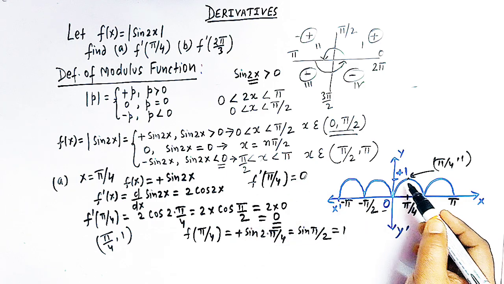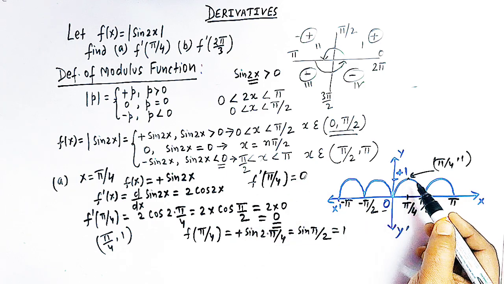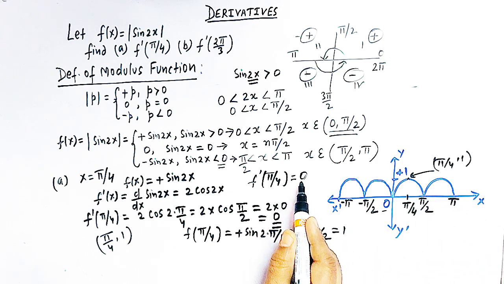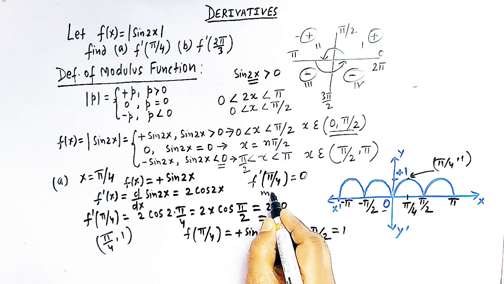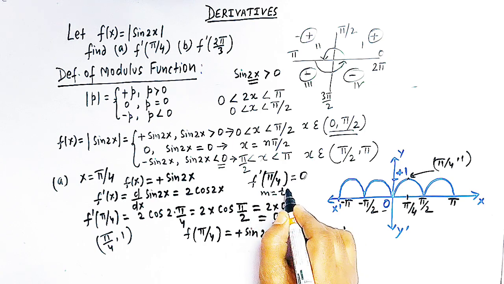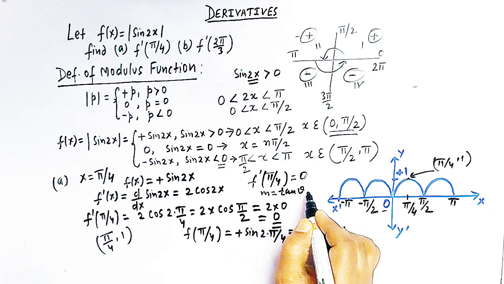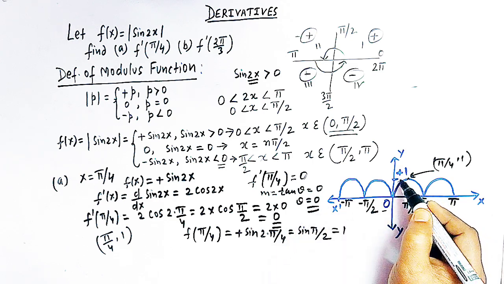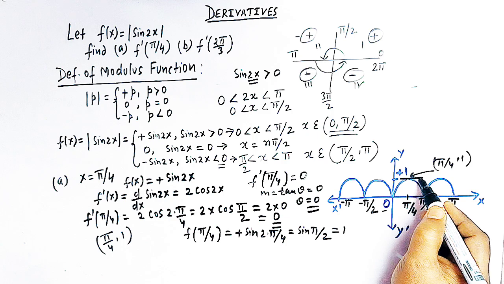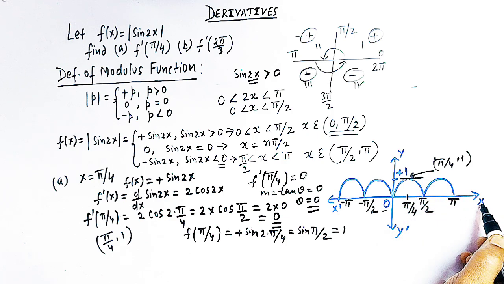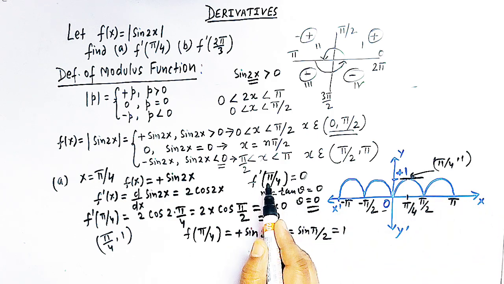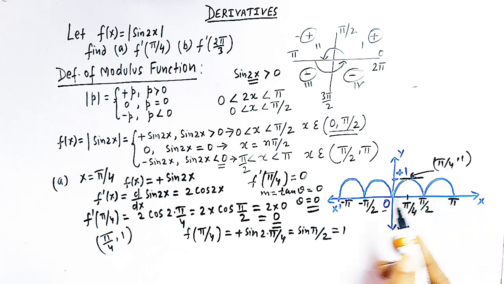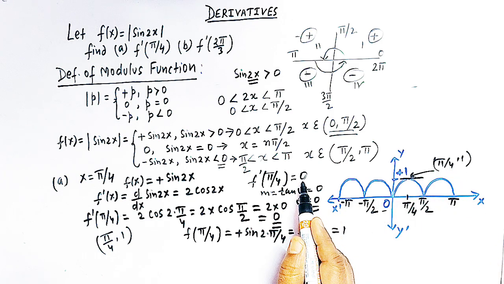So the tangent at this point should be parallel to the x-axis, because the derivative is equal to 0, and we know that the slope is defined as m equal to tan θ, and here the slope is 0, so θ must be equal to 0. So the tangent at this point must be parallel to the x-axis, because the derivative at this point, that is π/4, is equal to 0, right?